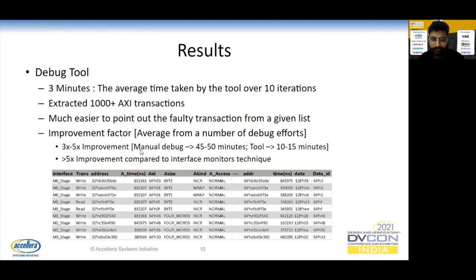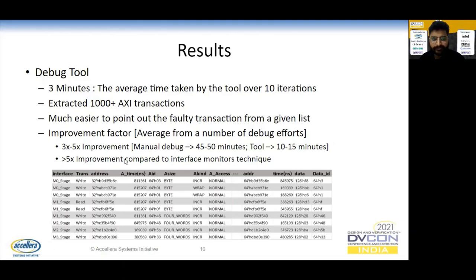If we talk about the improvement factor, which is calculated basically on the average debug effort, a 3 to 5x improvement factor is observed when we compare it to manual debug. In the case of manual debug, the effort will be around 40 to 45 minutes when there are 5 AXI stages and manual debug is going on, and we have to find out the stage. With the tool, it will take only 10 to 15 minutes, because the tool will take around 3 minutes to run, and the rest of the time can be taken as debug. And since it's in a readable format, it will take very little time for debug.